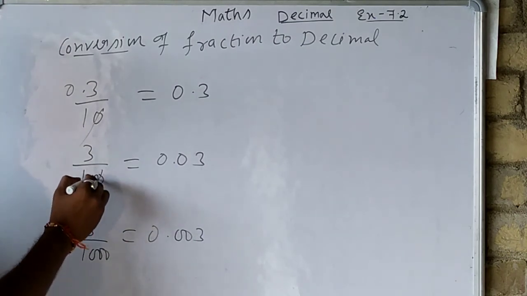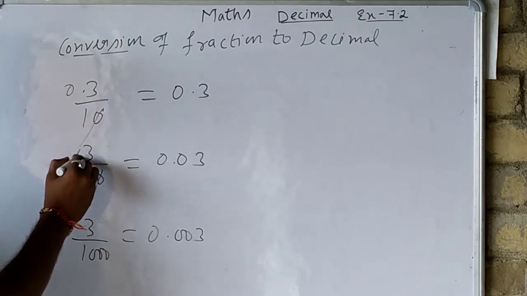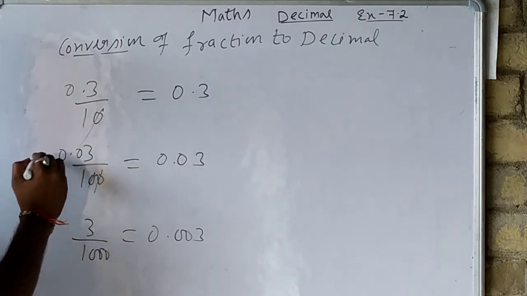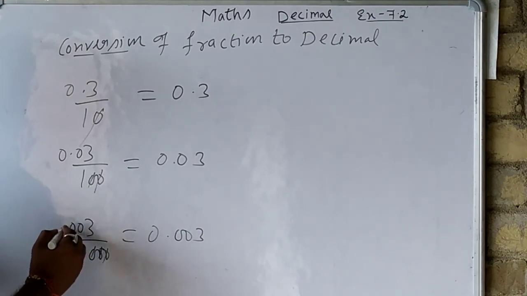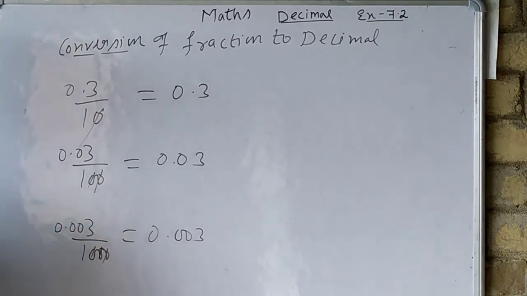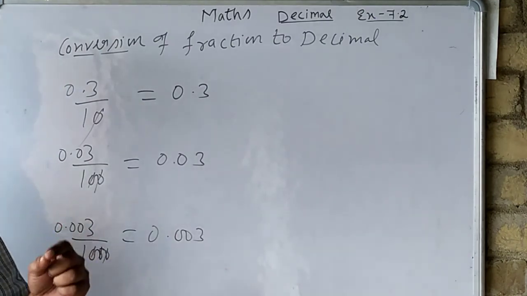When we remove 2 zeros, what happens? We have to place 1 zero, then 0.03. Okay, when we remove 3 zeros, what happens? 0.0. That means the number of zeros removed is the number of places where we place the decimal.